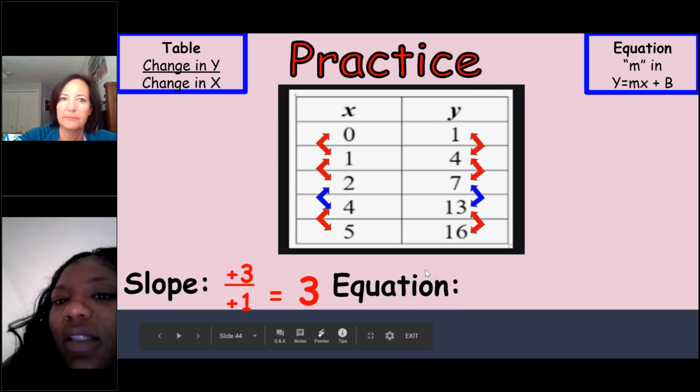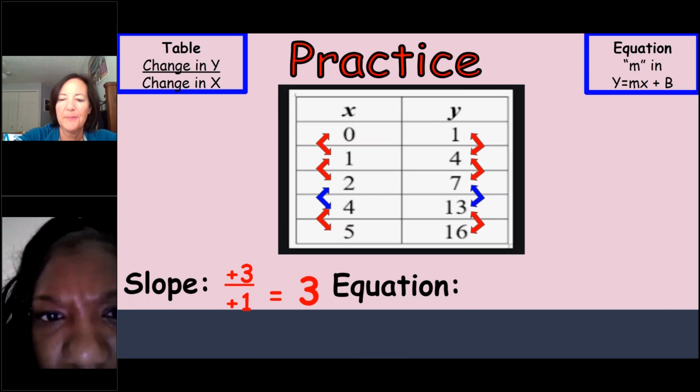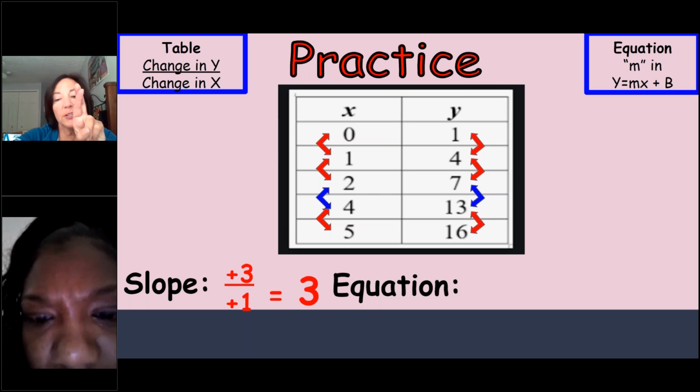The equation is y equals 3x plus, I've got my fingers crossed because you can do this.